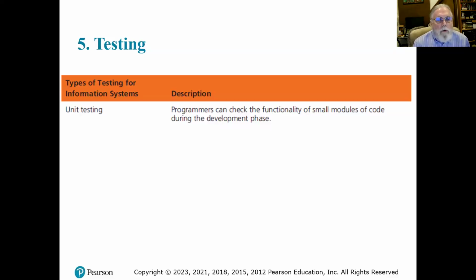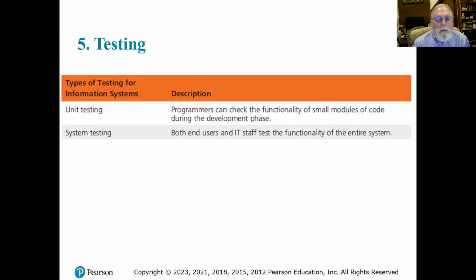That's a lot easier to troubleshoot problems than when you're trying to put something in the entire system and the output isn't what you expected. Well, where did it go wrong? By breaking it down into individual modules and testing those individually in the development stage, you can eliminate a lot of your problems. But then at some point, you have to test the whole system.